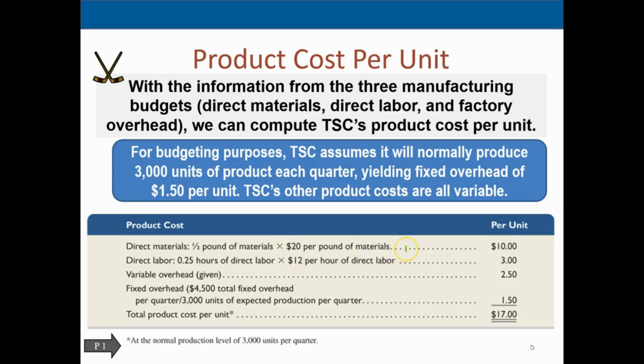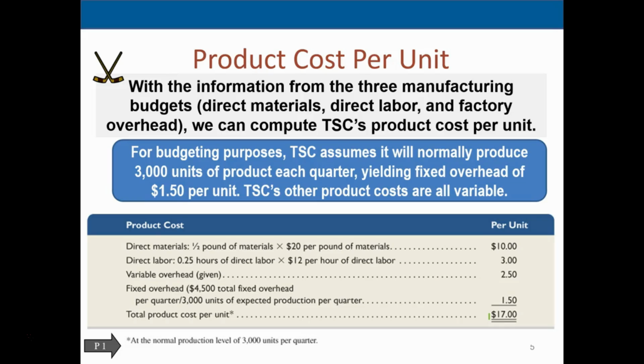So now we can break this down to how much it's going to cost us per unit. So we're going to say direct materials, 1/2 pound of materials times $20. That costs us $10 per unit. We have the direct labor at 25% of an hour, 0.25 hours, times the hourly rate gives us $3 per unit. Variable overhead is the 2.5, which was given in the problem. And then we got the fixed overhead, which is the 4,005 total fixed overhead divided by the units gives us the 1.5. Add that up. We're thinking it's going to take a total product cost per unit of 17 now.